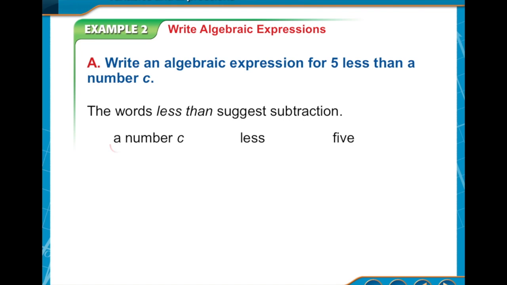Now a number C is just that. We don't know what it is. It's just going to be represented by this letter C. So to write this in a phrase, or we're given the phrase, to write this in an equation, we know it's a number C, the variable, less than 5. So C minus 5 is how we get from our phrase to our variable expression. So you're going to need to write down what's in blue, and of course your solution here, C minus 5.